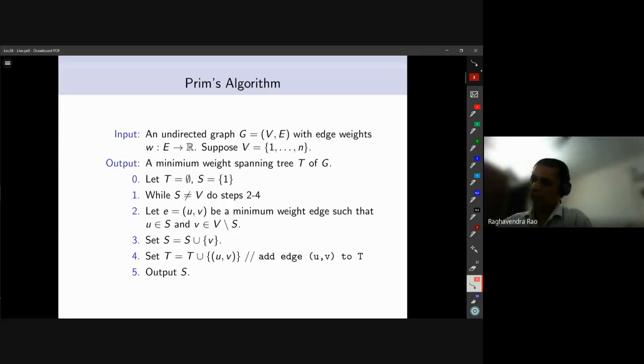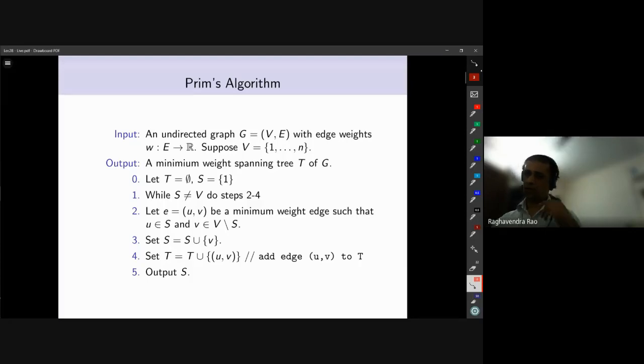But there are also slightly better implementations where you can pre-process in such a way that for every vertex you maintain the minimum weight edge going out of it. How much time does that take? Each vertex will have degree at most n minus 1, so you will have to choose the minimum weight among them. So to begin with, this process will take order of n square time. Then what you can do is modify that data.